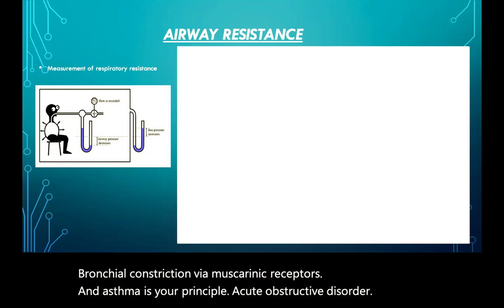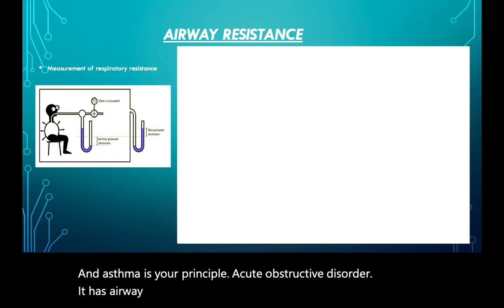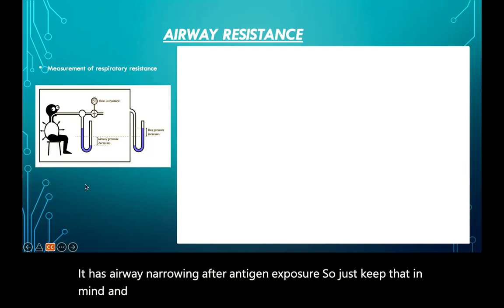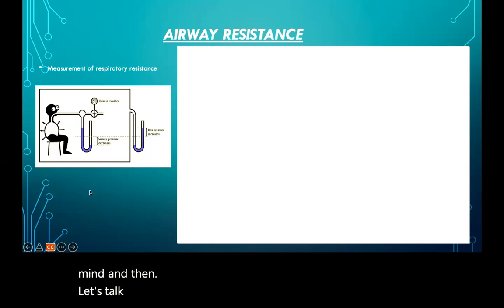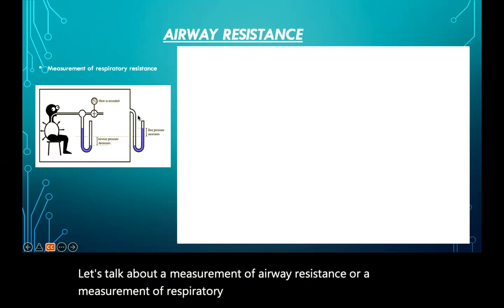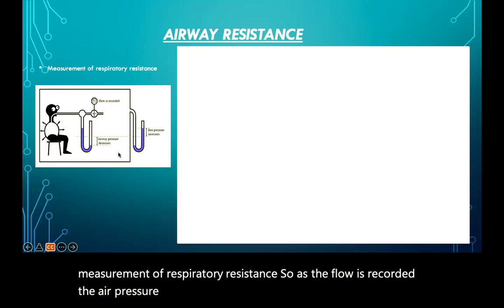It has airway narrowing after antigen exposure. So just keep that in mind. And then let's talk about a measurement of airway resistance or a measurement of respiratory resistance. So as the flow is recorded, the air pressure decreases and the box pressure increases.